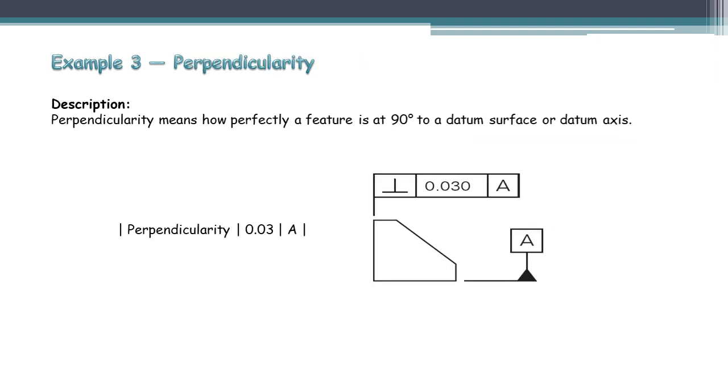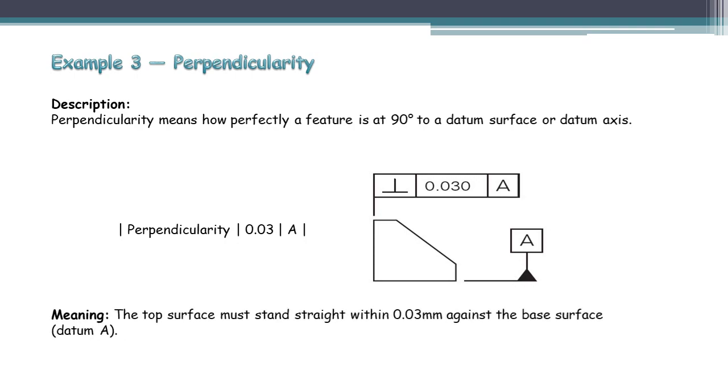Next is perpendicularity. Two surfaces that are perpendicular are at 90 degrees to each other, right? Like the corner of a room. Perpendicularity tolerance controls how close to 90 degrees they must be. Here in this drawing, 0.03 mm deviation is allowed from 90 degrees with respect to the datum A, that is the bottom surface.